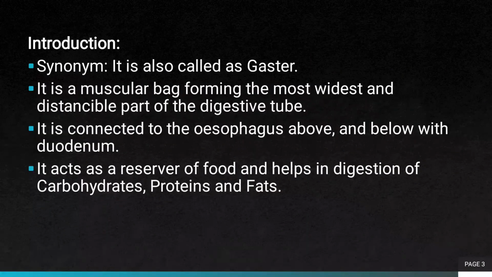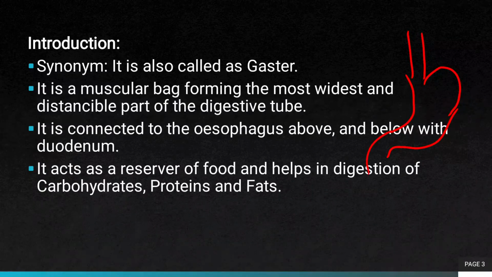So stomach is also called gaster. It is a muscular bag forming the widest and most distensible part of the digestive tube. So this is the digestive tube, the esophagus. Then it forms a wide and muscular bag, which is called the stomach. It is connected to the esophagus above and below to the duodenum. It acts as a reservoir of food and for digestion of carbohydrates, proteins, and fats.